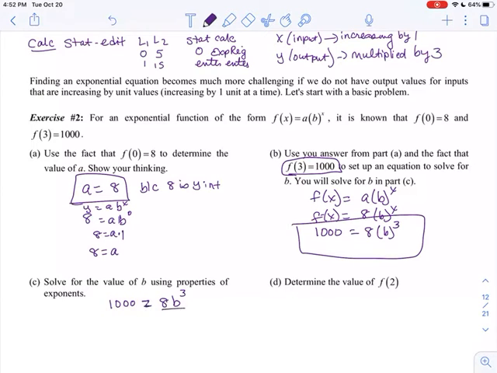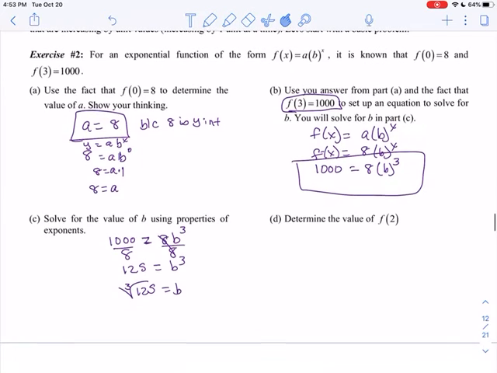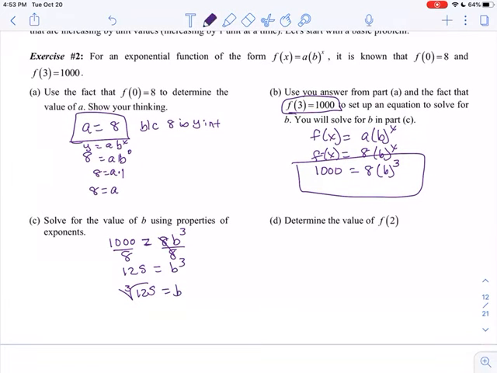I'm going to take that equation, 1,000 equals 8 b to the 3rd. Okay, and I'm going to solve for b. This is an equal sign right there. I'm going to divide by 8. All right, so 1,000 divided by 8 is 125 equals b to the 3rd. And then to solve for b, I take the cube root of 125. If you're not sure what it is, you can always do that in your graphing calculator, under math. But I know that the cube root of 125 is just 5.